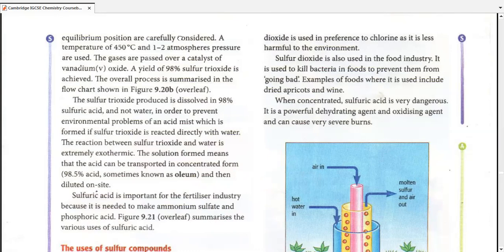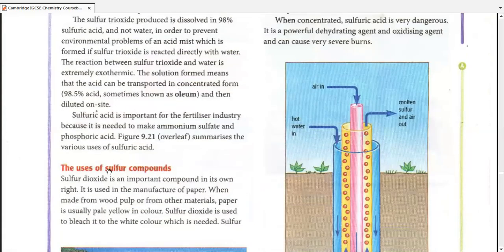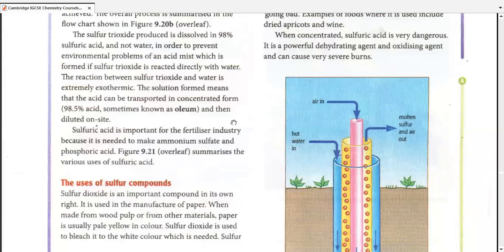There are other sulfur compounds that are important, sulfur dioxide is one of them. We studied sulfur dioxide in the start of this contact process. Sulfur dioxide is an important compound in its own right. It is used for the manufacture of paper. First use, please mark that. The uses of sulfur dioxide are now a very common question in past papers. You would see it as a common question after 2016 papers.